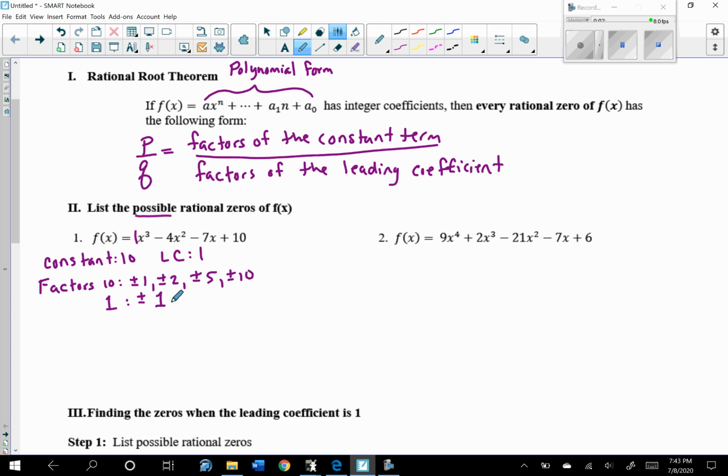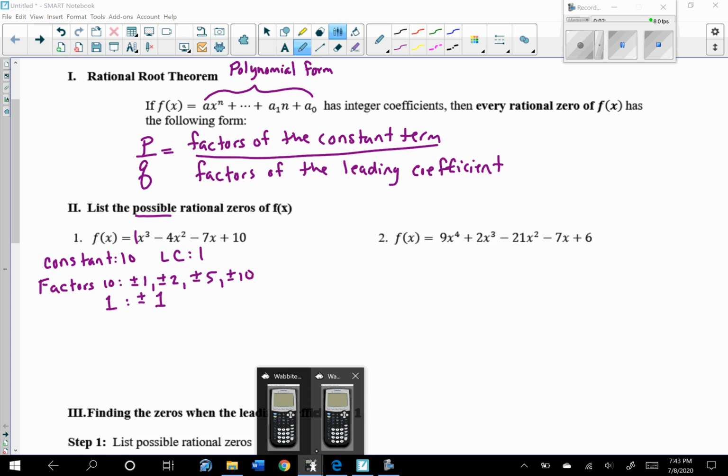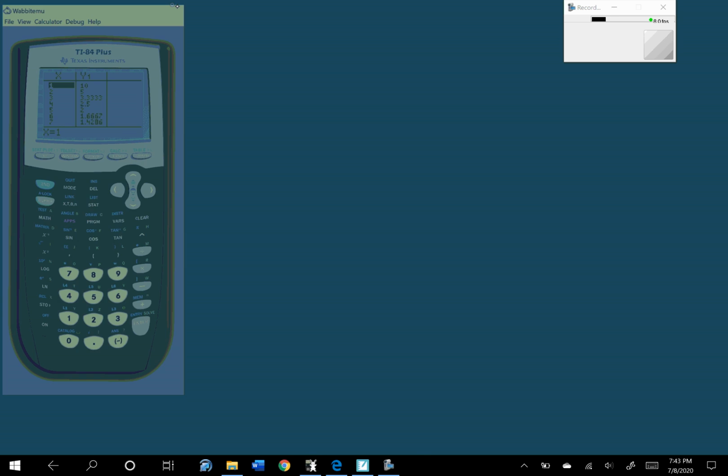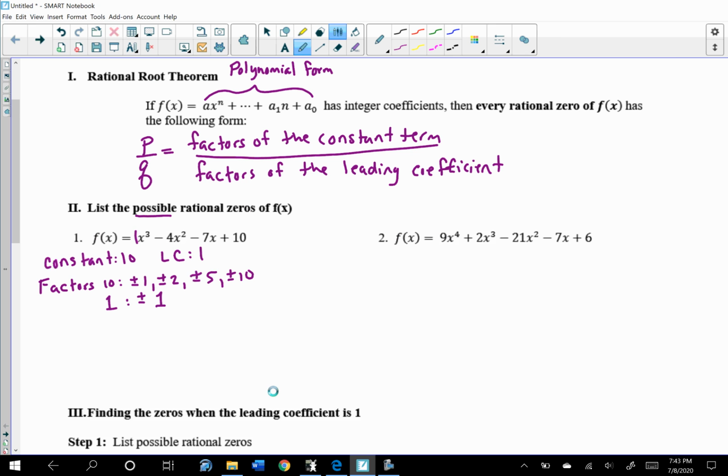Remember, if you don't remember your factors, you can always use your calculator by plugging into your y equals 10 divided by x, and then you could go to the table to look at the factors. So again, you can see those starting with a 1. All right, so back here.